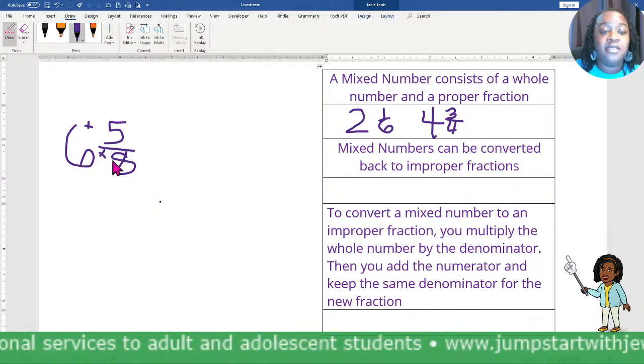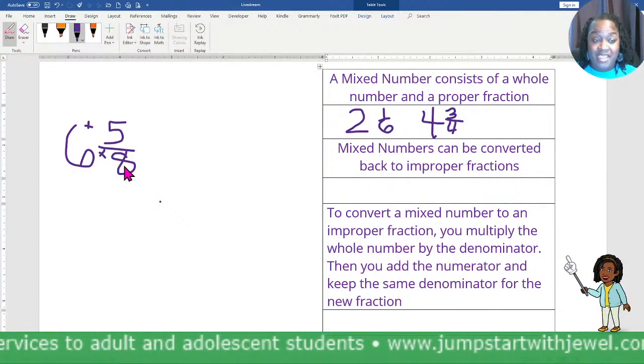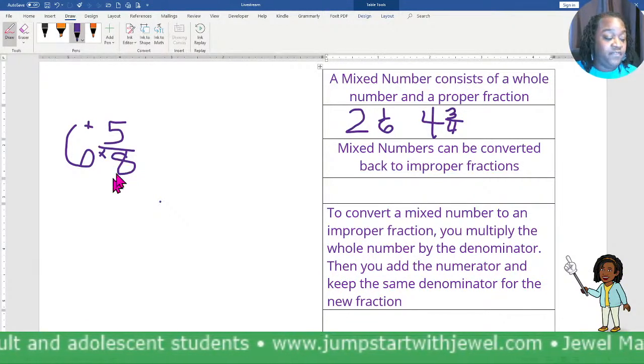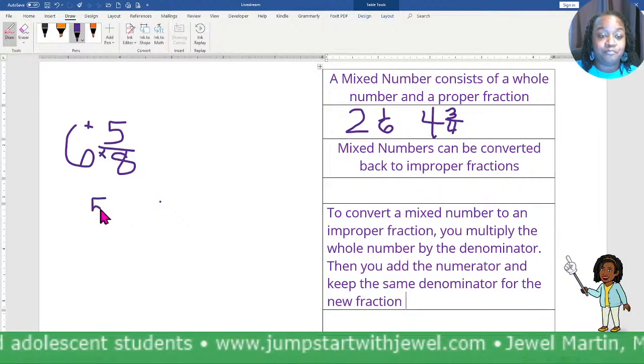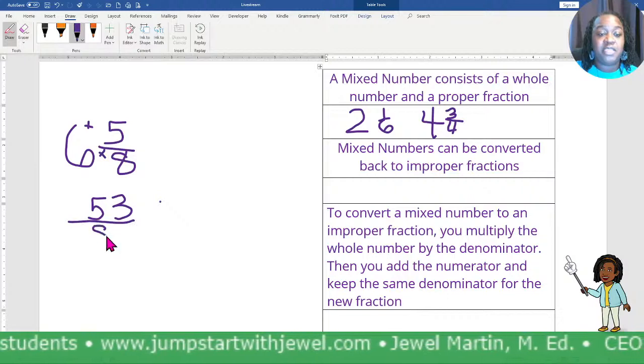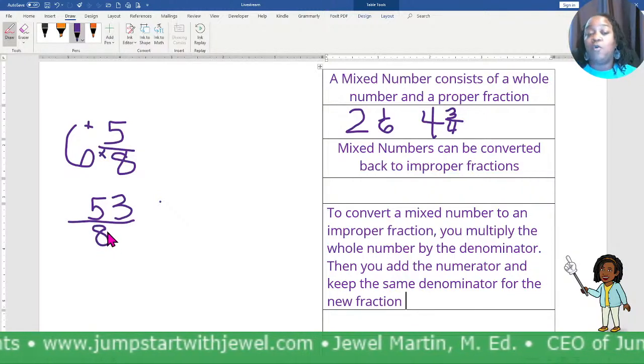So 6 times 8 is 48. And then 48 plus 5 is 53. And we keep the same denominator. So it's 53/8, or 53 over 8.